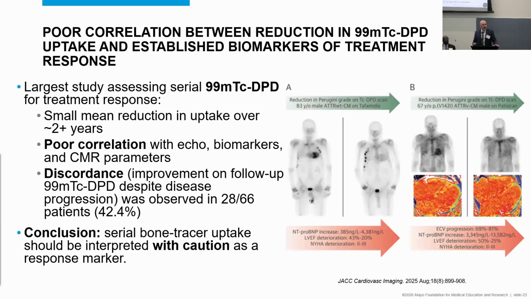There's a poor correlation between the echo, biomarkers, CMR parameters, and what we pick up on the bone scan. In this particular study, in 42% of individuals who were having worsening symptoms, the PYP actually got better. So there's a discordance between the clinical parameters and what we pick up on imaging. Generally, repeating that study after it's positive to look at response is not recommended.